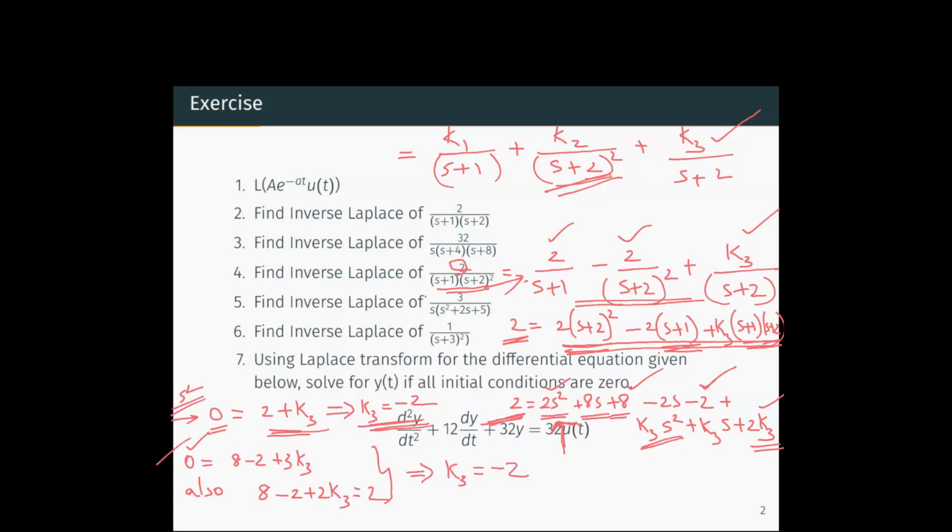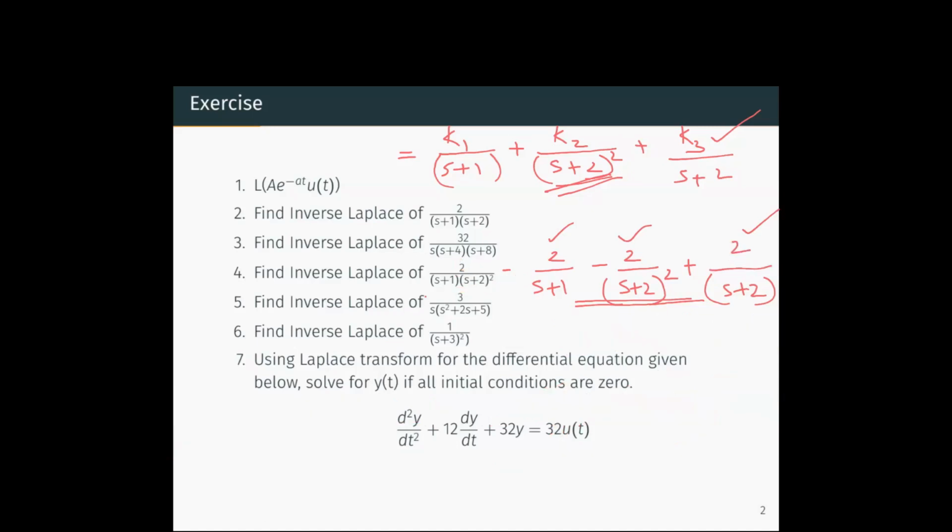The result can also be obtained in two other ways. First is by equating the coefficients of s, another is by equating the coefficients of constants. So when you equate the coefficients of constants, the constant is 8 minus 2 and 2k3. On the left hand side, you have the coefficient 2. So you will get k3 as minus 2. Or you can equate the coefficients of s on the left hand side and on the right hand side, and you will again get the value of k3 as minus 2. So whichever is simpler for you, you can equate that and find the value of k3. So now you got the value of k3 as minus 2.